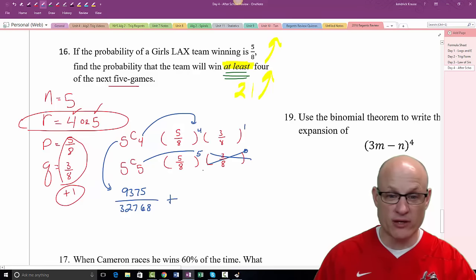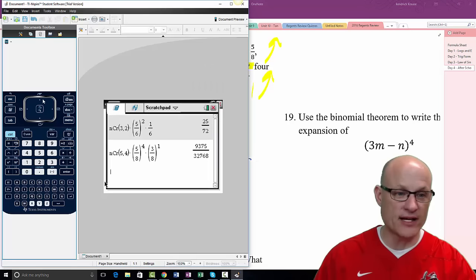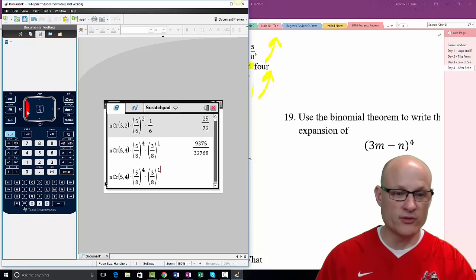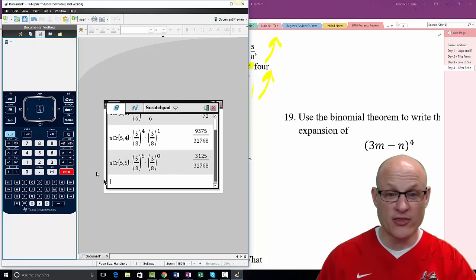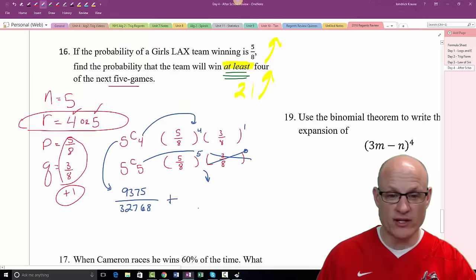But to that, we're going to add whatever this one is. Well, that's the exact same thing, except we're going to modify it just slightly. We're going to change this to a 0. We're going to change this over here to a 5, and we're going to change this to a 5. Lots of kids forget to change things. It might be better just to type everything in new, because sometimes you forget to change all the things you have to change. Hit enter, and you get 3125 over that same denominator.